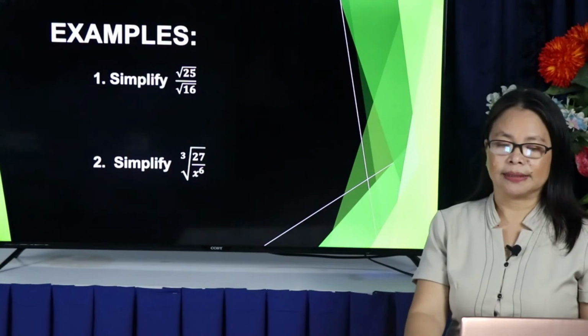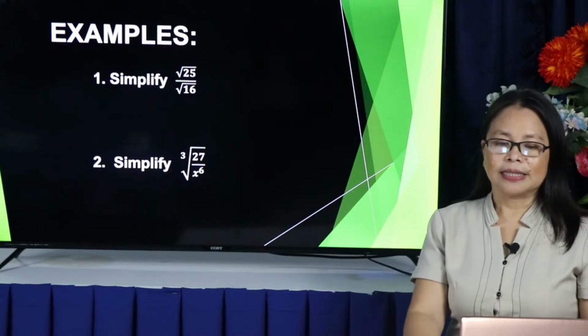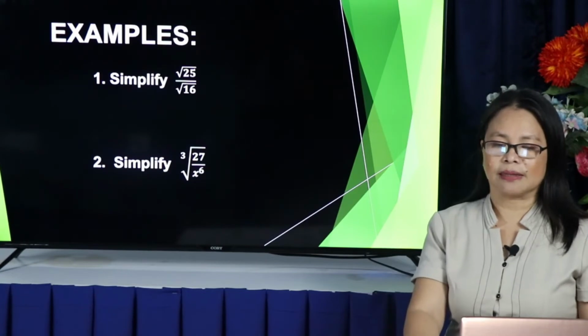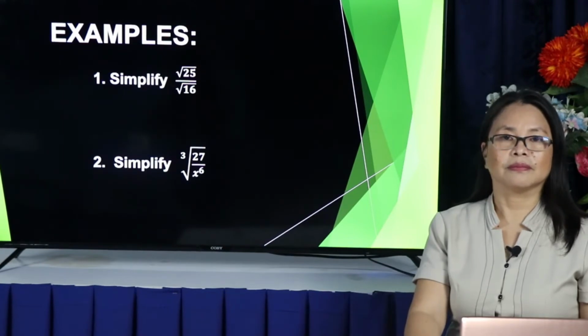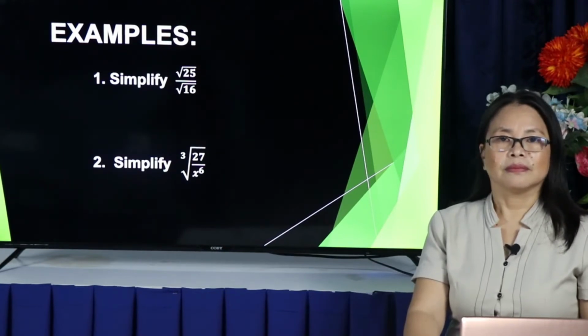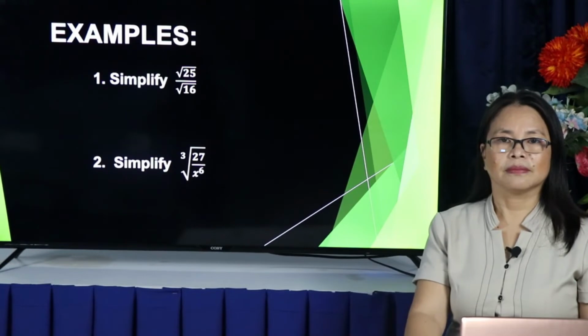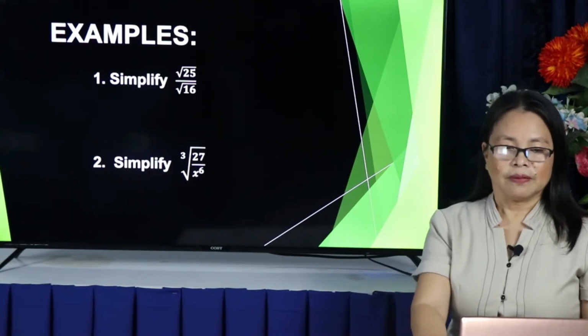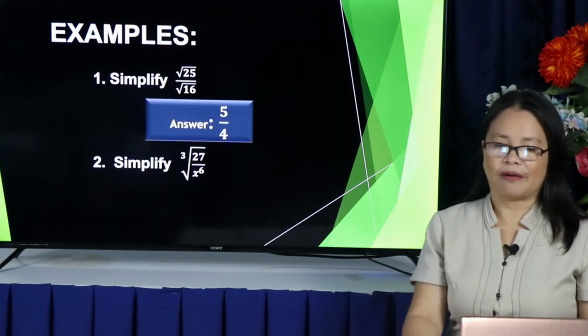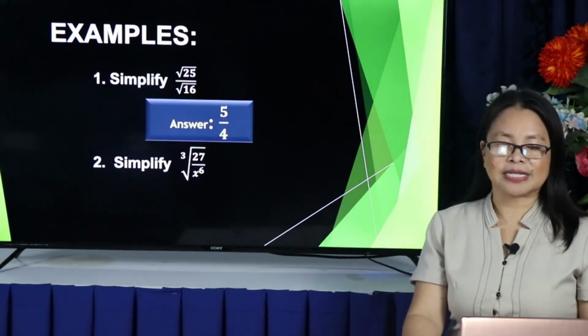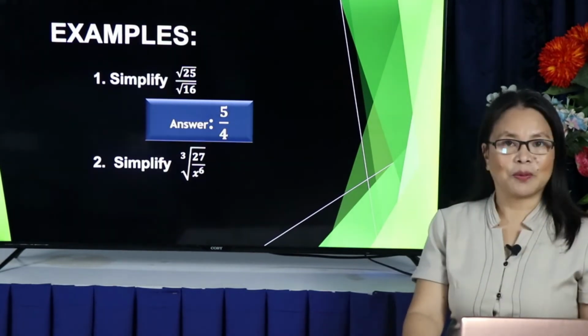Example number 1. Simplify. Square root of 25 over the square root of 16. You have 20 seconds to answer. The correct answer is 5 over 4. Very good. Let's now proceed to example number 2.